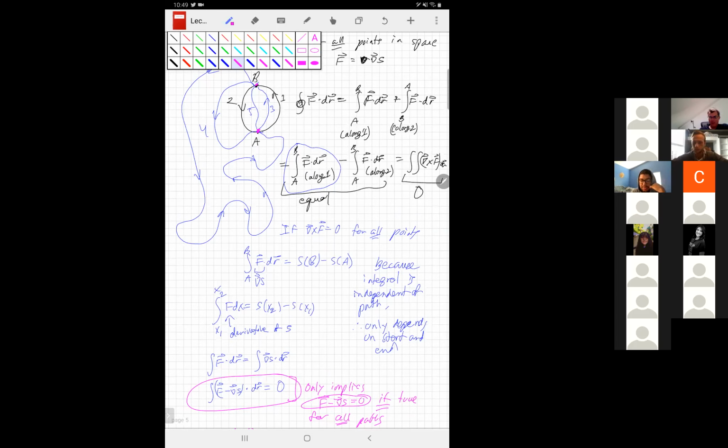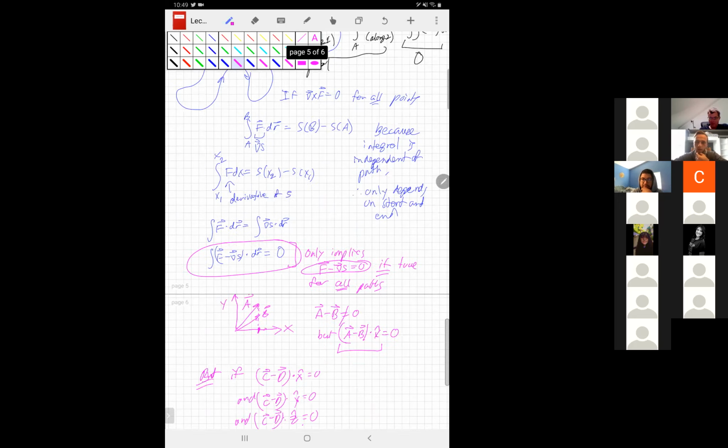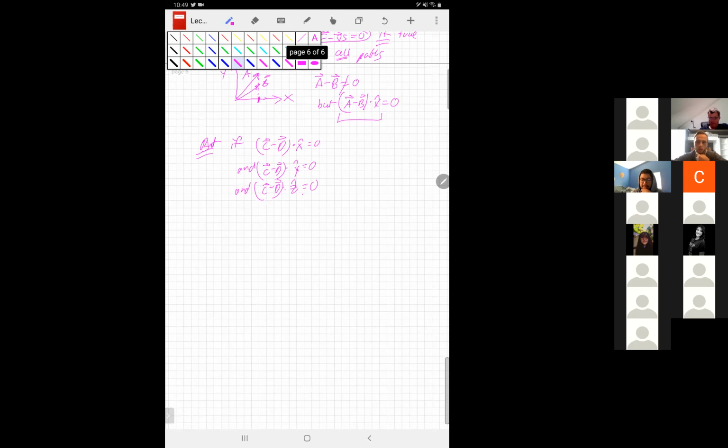So how do we show that the curl of f is 0 for all points? Would you just give us a generalized equation for f, and if we take the curl of that and it equals 0, would that suffice in saying all of the points are 0?